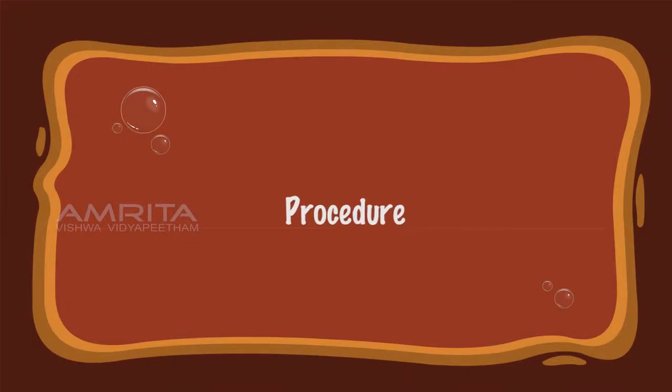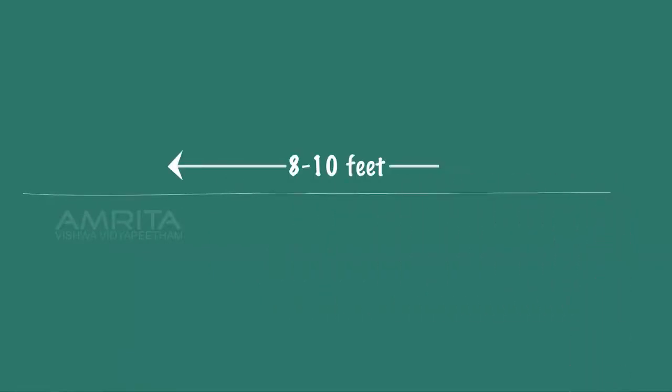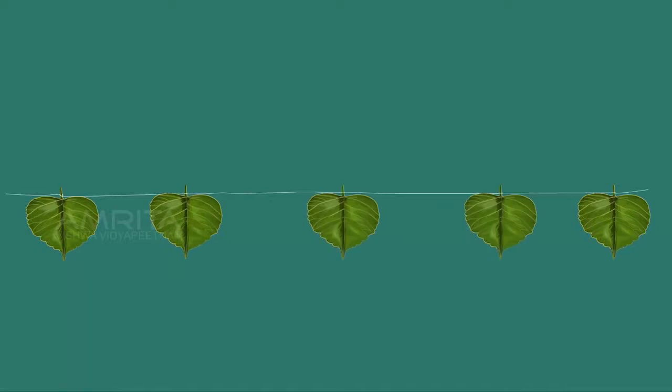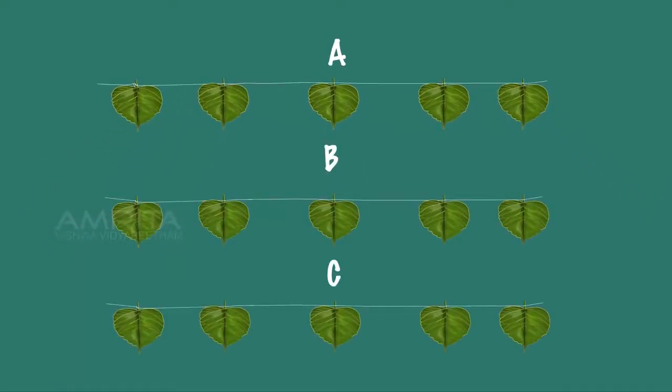Procedure: Take an 8 to 10 feet long piece of twine thread. Take 5 leaves and tie them on the thread, leaving a foot distance in between. Make 3 such long threads tied with leaves.